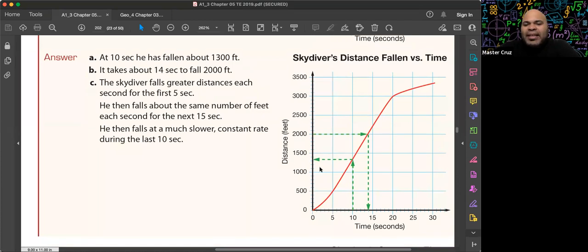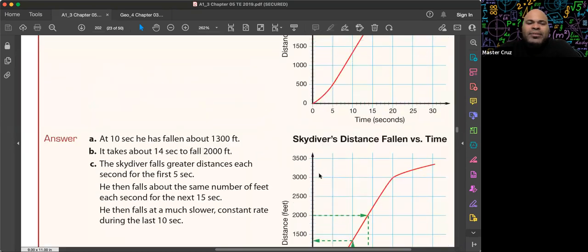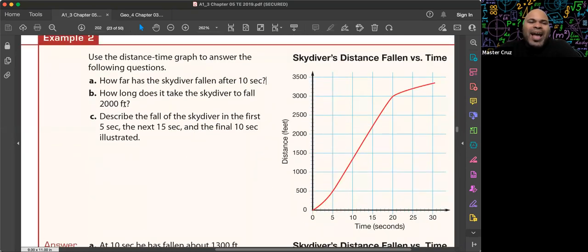And that's exactly what the answer is. Okay, so here we go. How long does it take the skydiver to fall 2,000 feet? So now, how long does it take? Sounds like they're asking for time. And if they ask for one variable, they have to give us the other. So they gave us the 2,000. So then we go here and 2,000 the distance fallen.